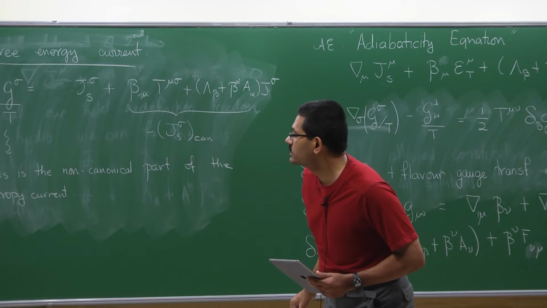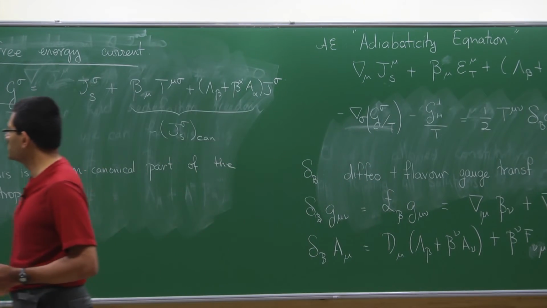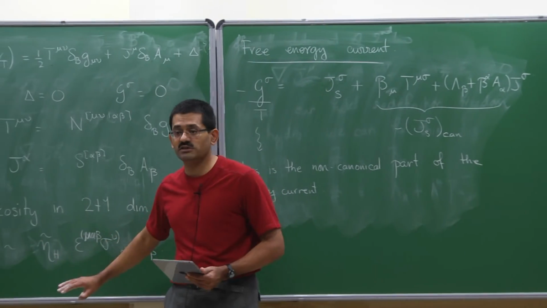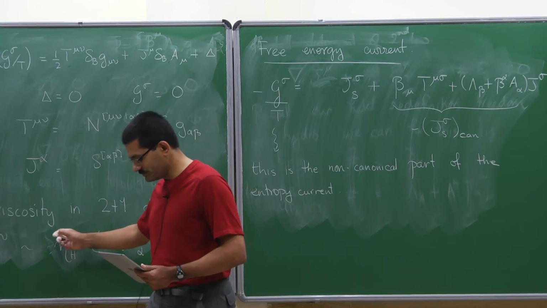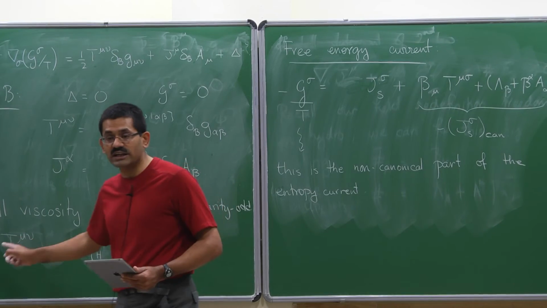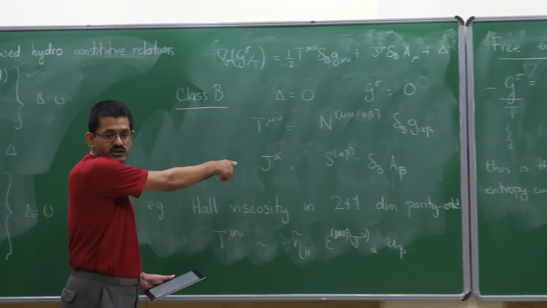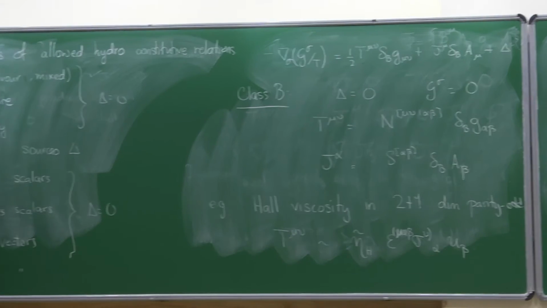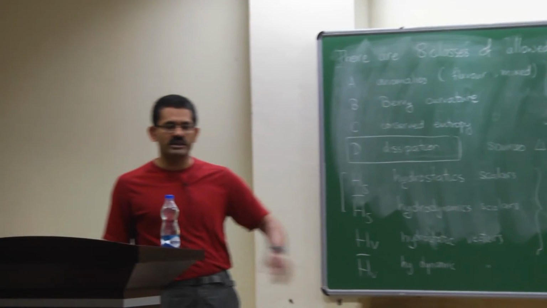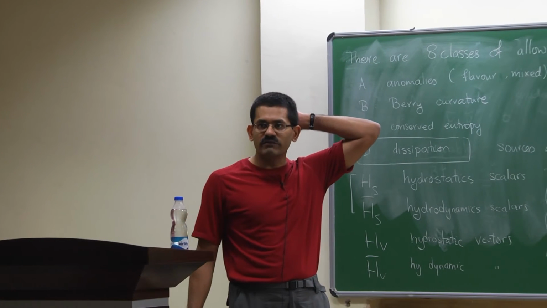Sorry? This is just for a chargeless fluid. Yes, yes. There's another term, the Hall conductivity term, which will have a J. I just don't remember the tensor structures offhand, but we gave the answers in the paper.